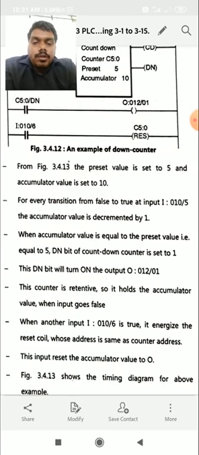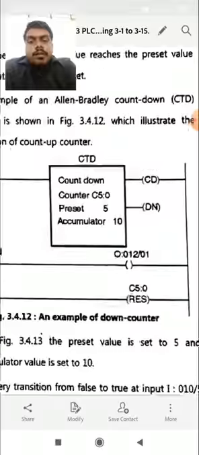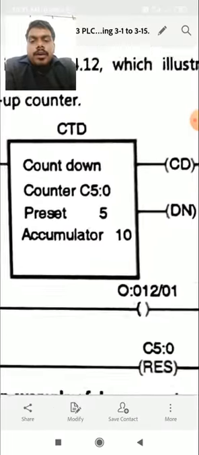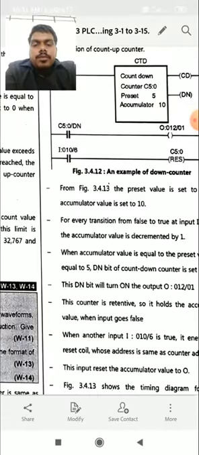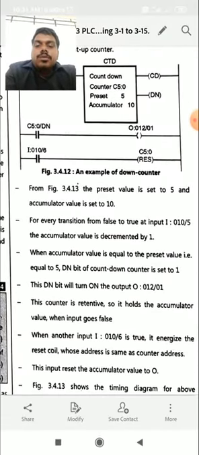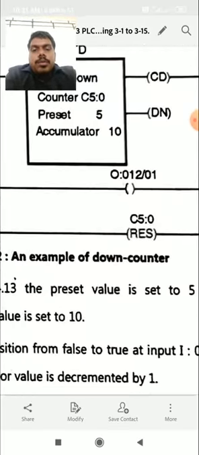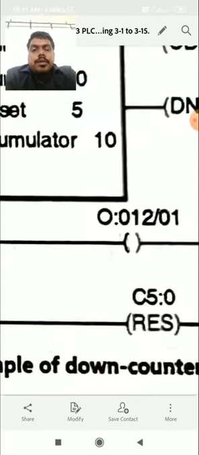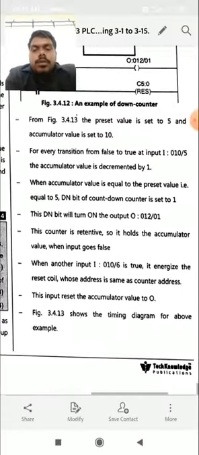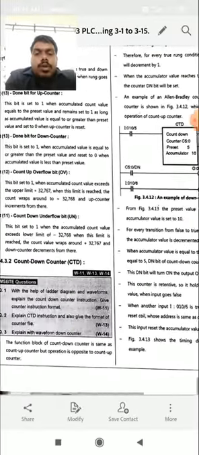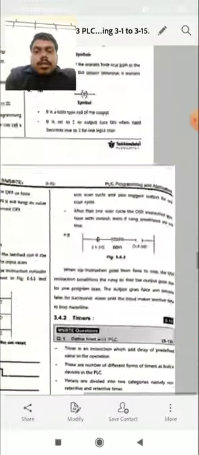When the accumulator value is equal to the preset value, that is 5, what will happen? The DN bit of the count down counter is set to 1. The DN bit will turn on the output. Simple. So these are some timers and counters.